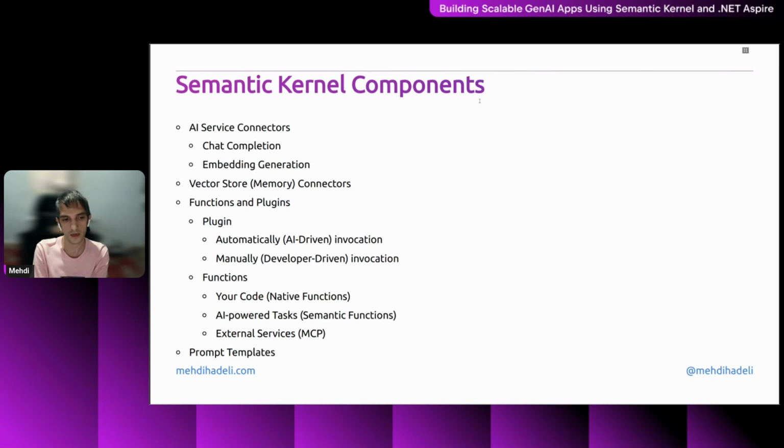Another thing is external services. When you want to call external functions, for example, in another microservice or an external third-party provider, you can use MCP for calling this endpoint and getting the response. This is also done with function calls inside of your plugins.